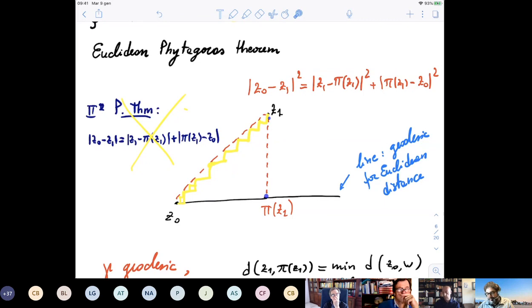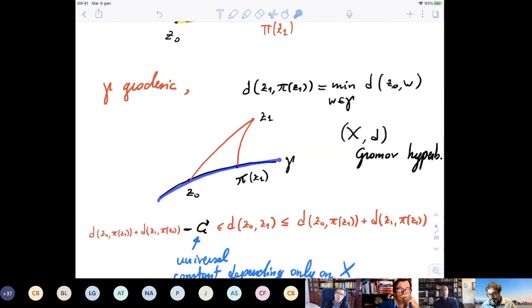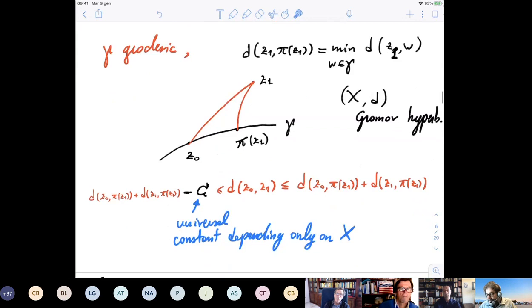And now we do the same in hyperbolic geometry. So we fix a geodesic. Now we have (X, d), a Gromov hyperbolic space. We fix a point Z0, a point Z1, and we consider π(Z1), which is the metric projection. What is this? This is the point which realizes the minimum distance of Z1 from this geodesic.